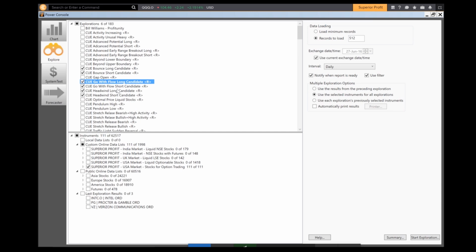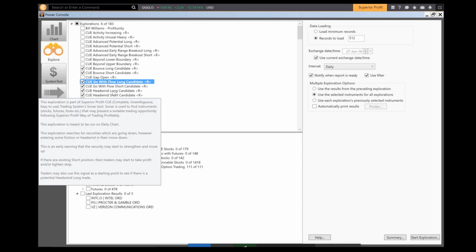Whereas for reversal trades like bounce trade and headwind trade, when it works, and it works quite often if we use the superior profit guideline, it gives huge profit. But still, I will say trend is our friend. So if we have to choose between a go with flow trade and a headwind trade, we may choose the go with flow trade on that day.